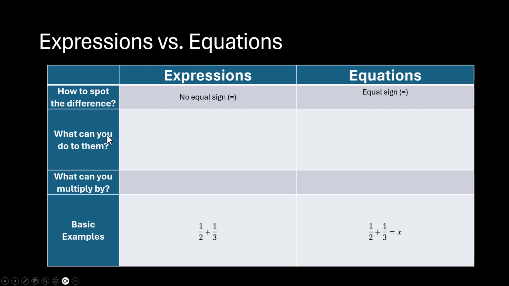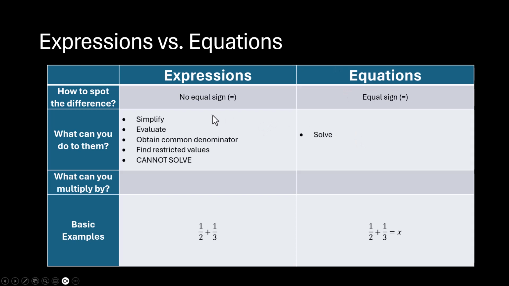So now let's talk about what we can do to expressions versus equations. If you have an expression, you can simplify it, evaluate it. You might obtain a common denominator, such as in this case, 1/2 plus 1/3. You can also find restricted values. The one thing you cannot do with an expression, because you just don't have enough information, is solve. With an equation, however, you can solve if there is a variable.